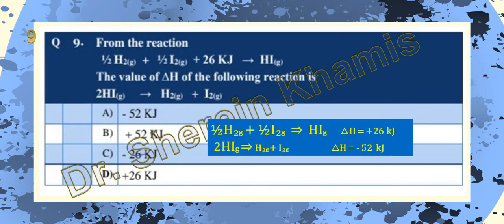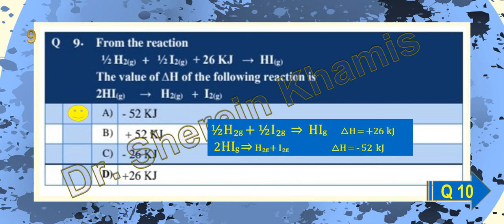So we have the product here, it will release energy as it breaks bonds at the end of the reaction, so we will reverse the sign. So we have 2 moles of HI will be minus 26 times 2, and it will give negative 52 kilojoule per mole. Okay, so the right answer will be letter A.